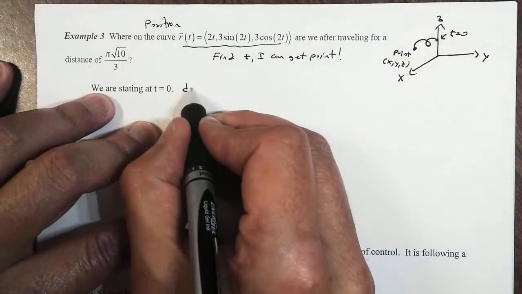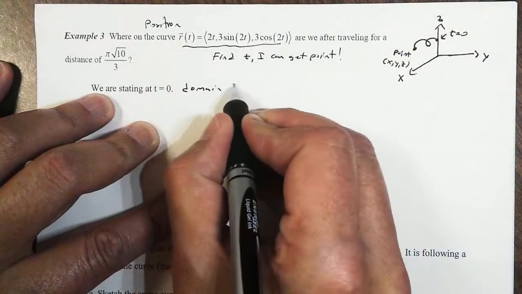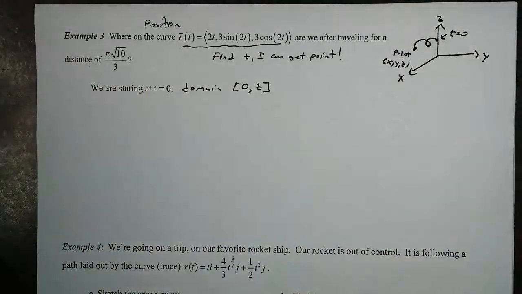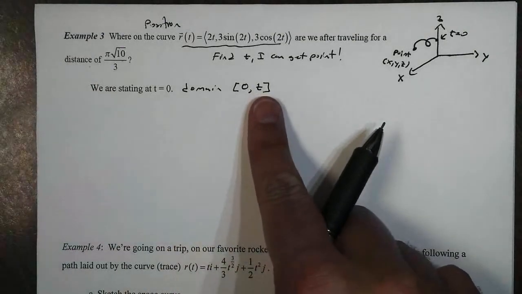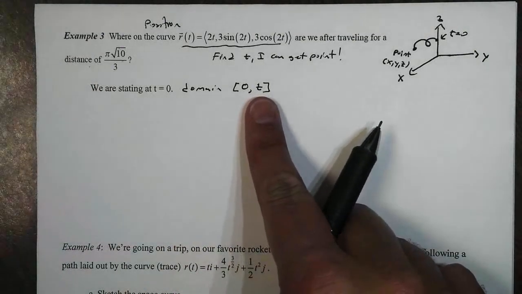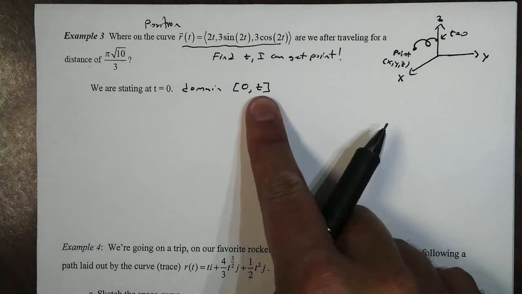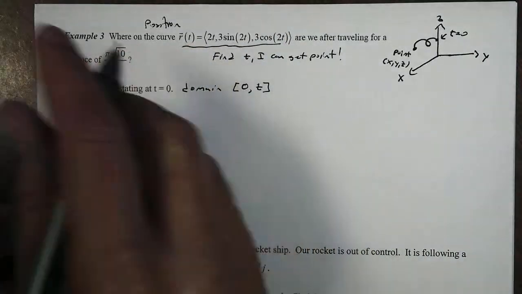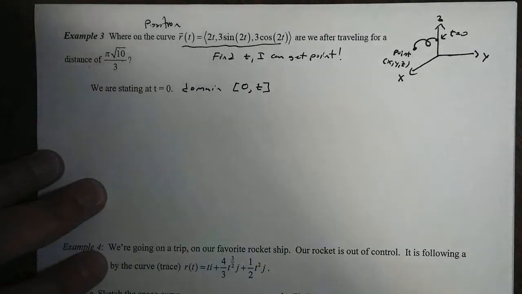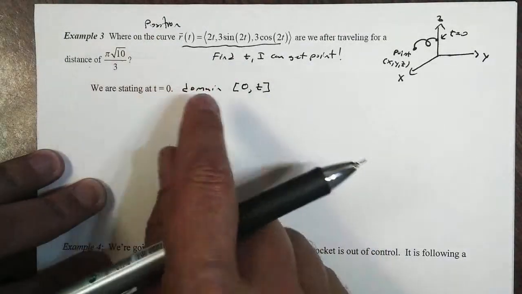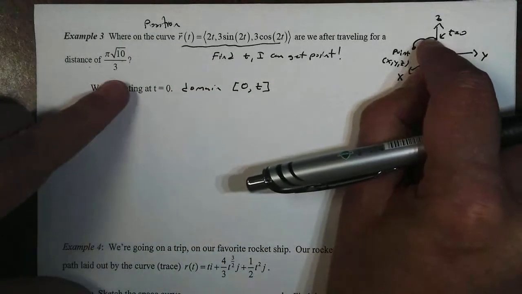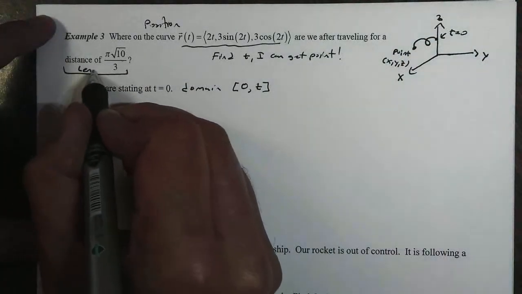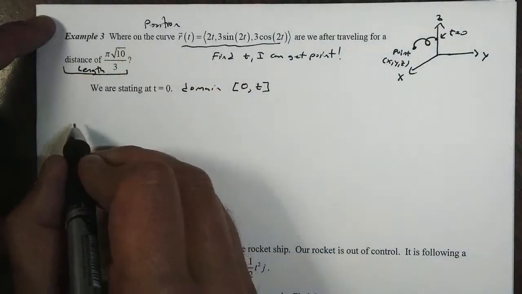So I'm going to give myself some generic domain here, the domain from 0 to t. You can make that variable anything you want. I'm going to make it t just to keep it simple for us, so it helps me know what I'm looking for. Alright, so let's see here. I know the distance I've traveled. That's another word just for length. And we know how to find length.